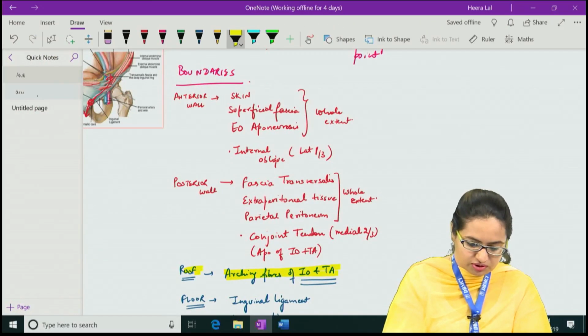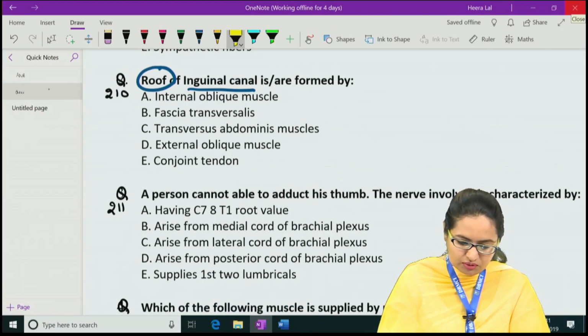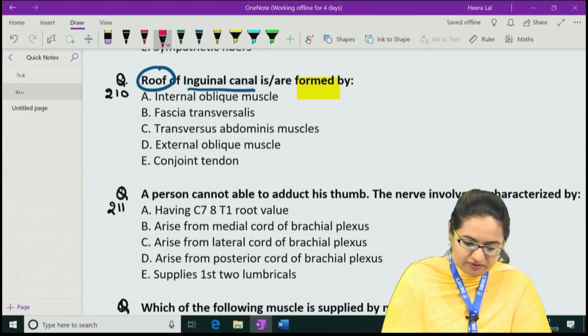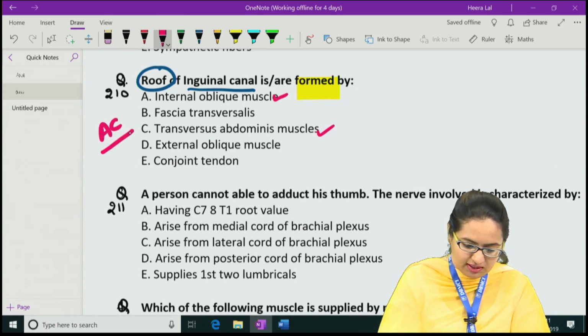So if you go back to the question, it says that the roof of the inguinal canal is formed by, the roof of the inguinal canal will be formed by the internal oblique muscle and the transverse abdominis. So the answer for this question is A and C.